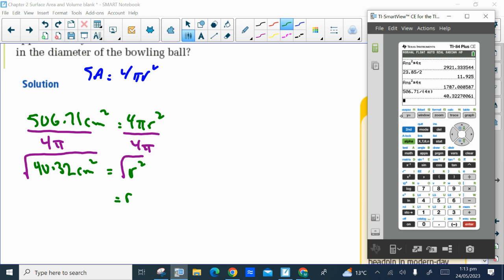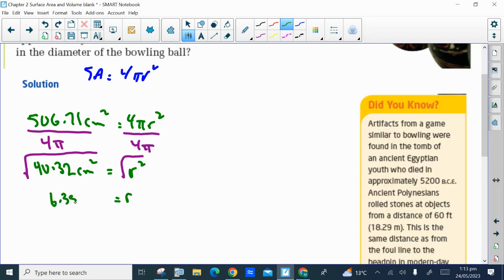So the square root of this number would be 6.35 centimeters. And then d, the diameter, would be 12.7 centimeters. We multiply the radius by 2. So that is the diameter of the largest bowling ball.